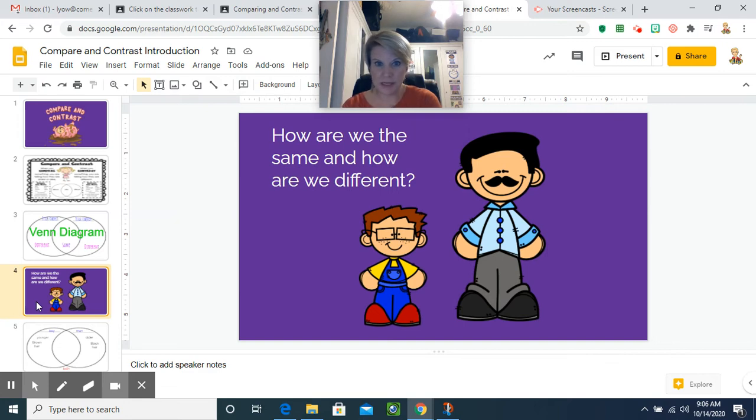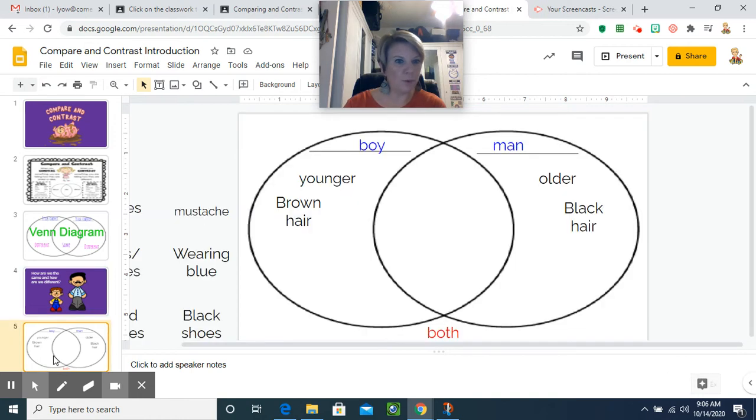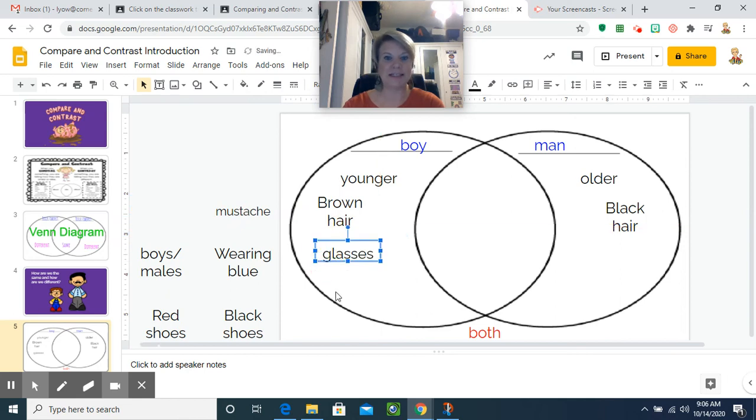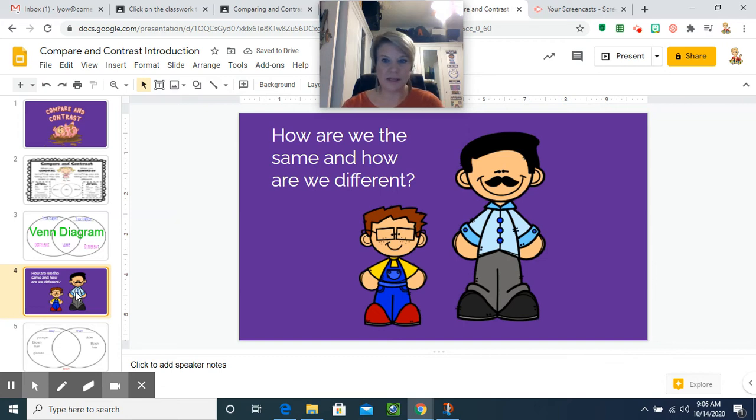All right. What else? Is there anything else that we see that's different? Oh, the boy has glasses. The man does not have glasses. So let's look back at the Venn diagram, and I'm going to add that the boy has glasses.